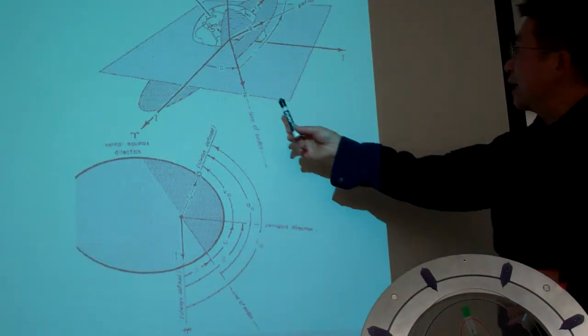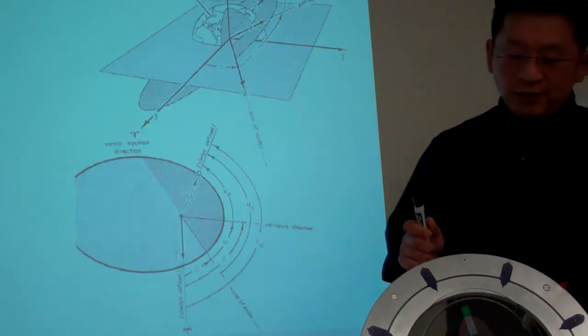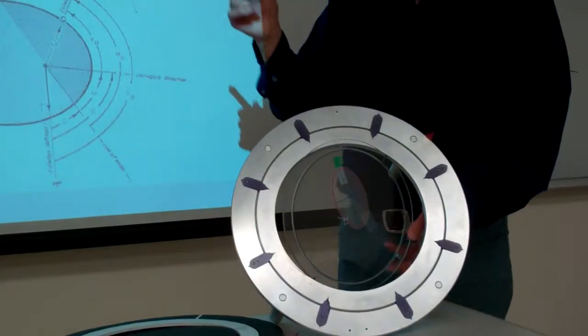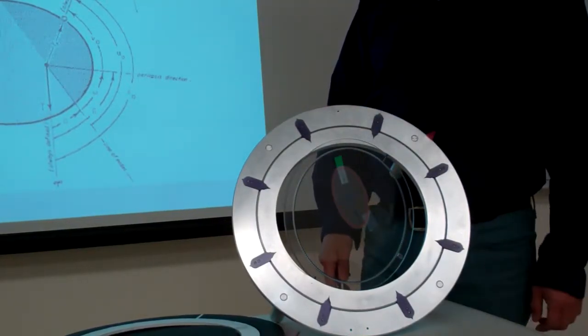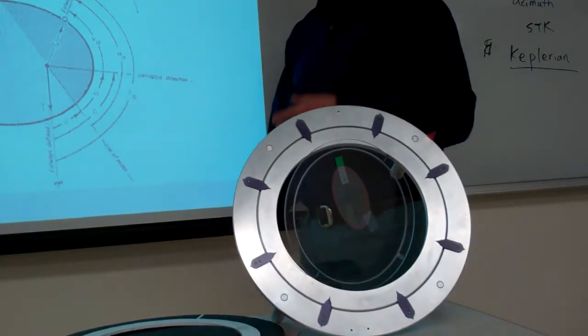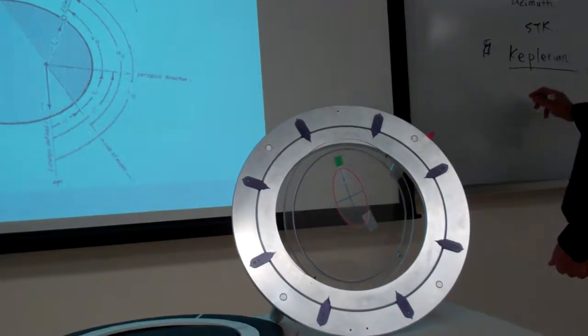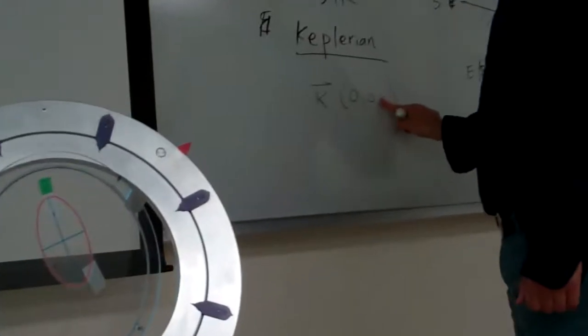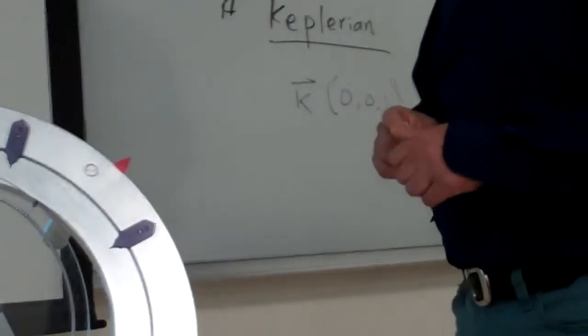So we determine n. So n can be determined by this. Again, if you know the angular momentum, and then you know k. K is (0, 0, 1). That's the coordinate (0, 0, 1). Then you can quickly determine n.